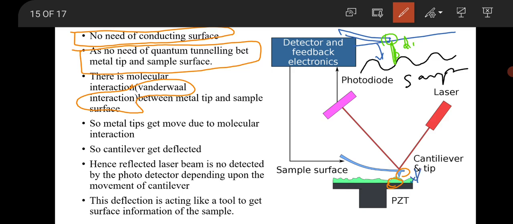If the cantilever moves downward due to the more van der Waals interaction between the surface and the metal tip, then since this incident direction of the laser is fixed, the reflected direction will get changed because the cantilever goes down, and your deflection direction will be in this way.